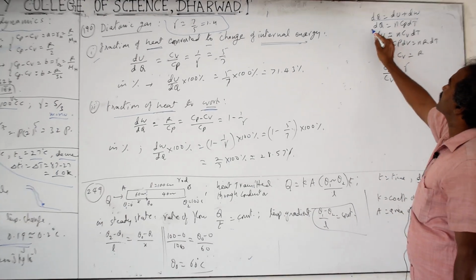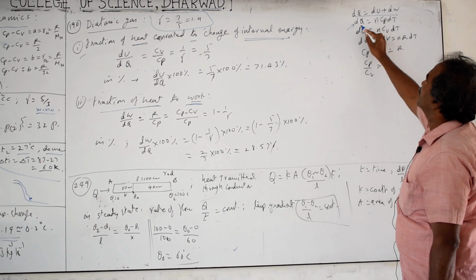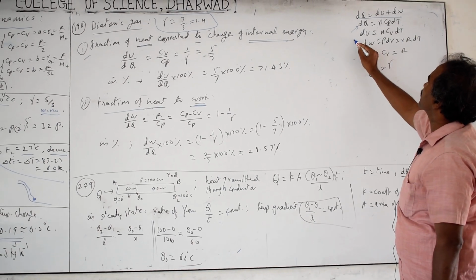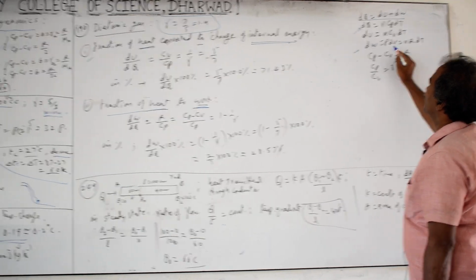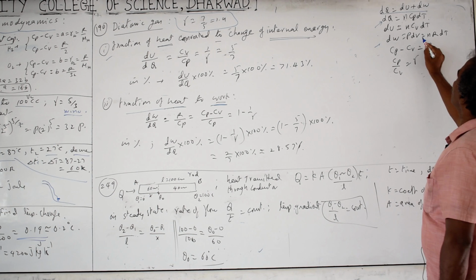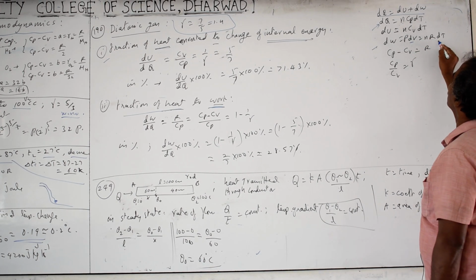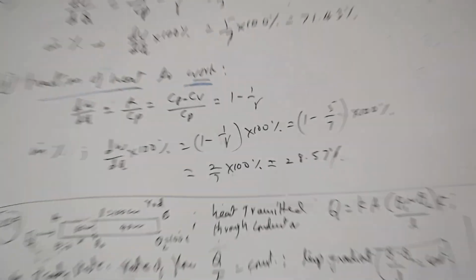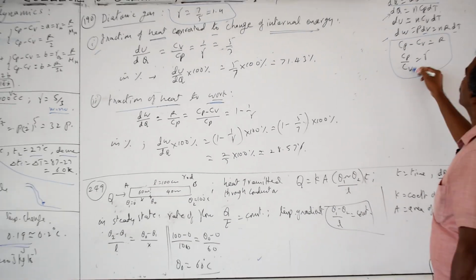So dq is related to total heat at constant pressure, n Cp dt. Cp equal to dq by n dt. Change in internal energy at constant volume takes place, so du equal to n Cv dt. Work done is equal to p dv. If v is constant, isochoric process, dw is 0. dw equal to p dv, or pv equal to nRT. Differentiation, you will get p dv equal to nR dt. And Cp minus Cv equal to R, Cp by Cv equal to gamma.